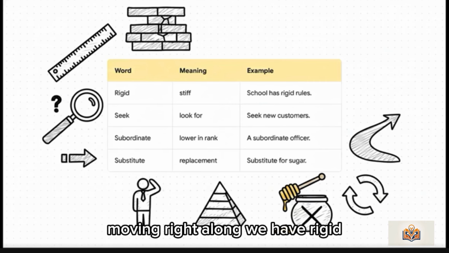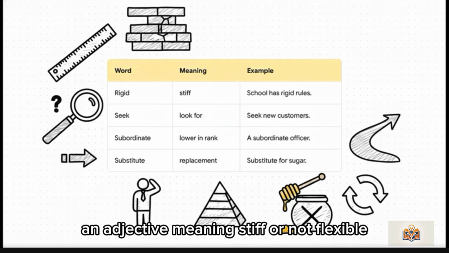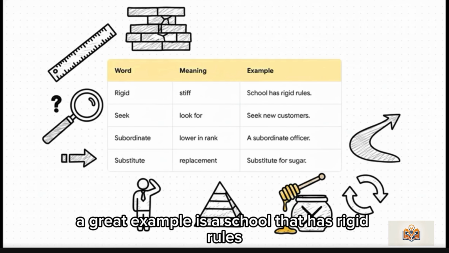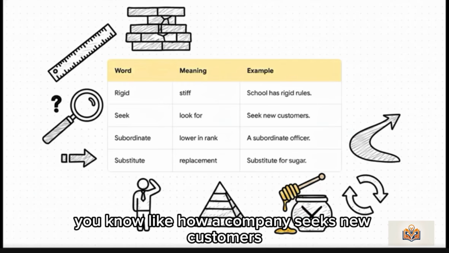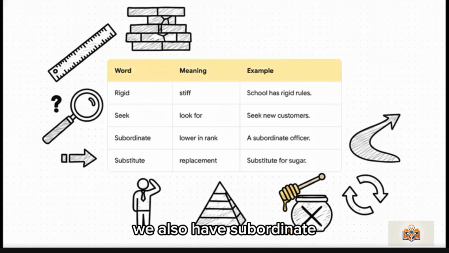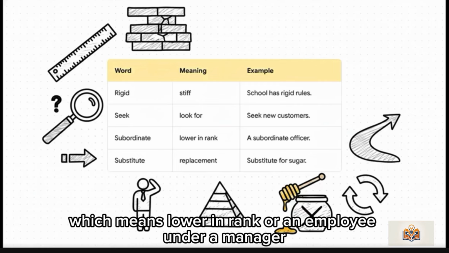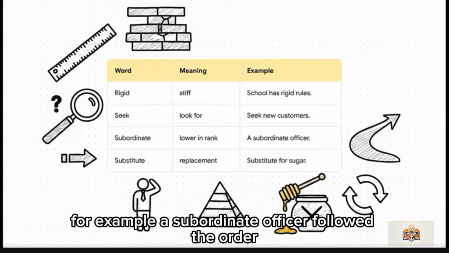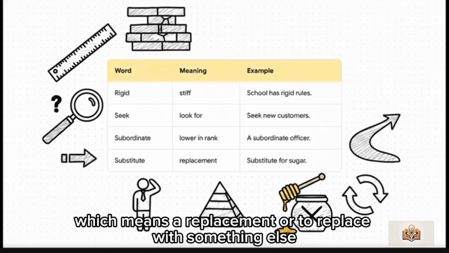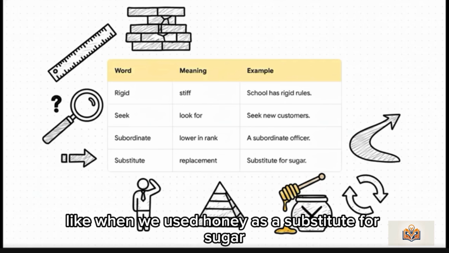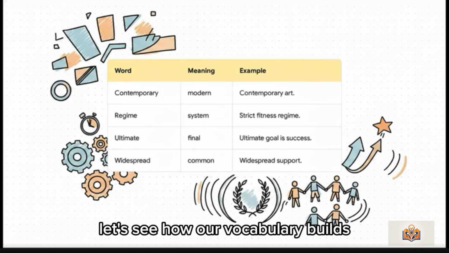Moving right along, we have rigid, an adjective meaning stiff or not flexible. A great example is a school that has rigid rules. Then we've got seek, meaning to look for or try to get, like how a company seeks new customers. We also have subordinate, which means lower in rank or an employee under a manager. For example, a subordinate officer followed the order. Lastly here is substitute, which means a replacement or to replace with something else, like when we used honey as a substitute for sugar.